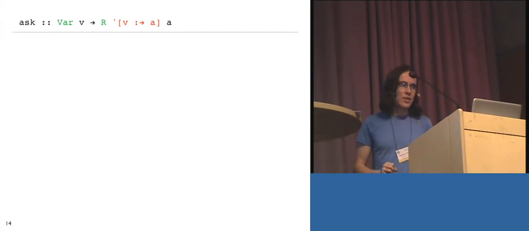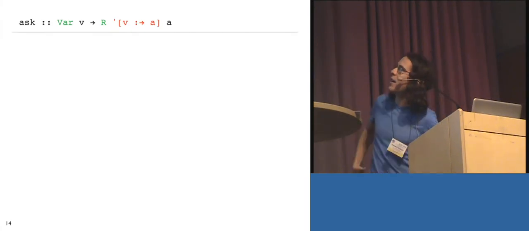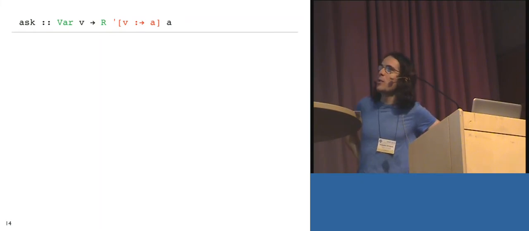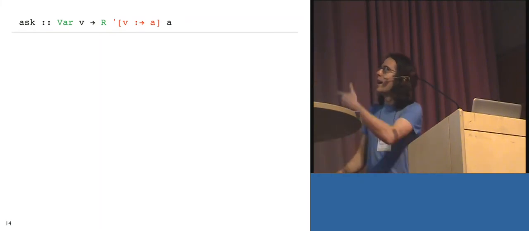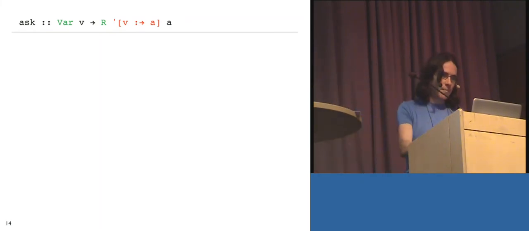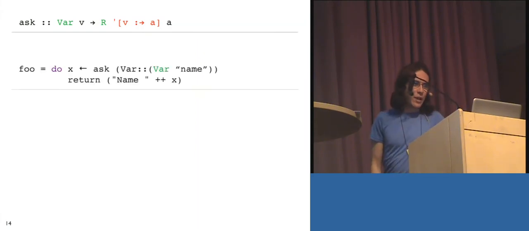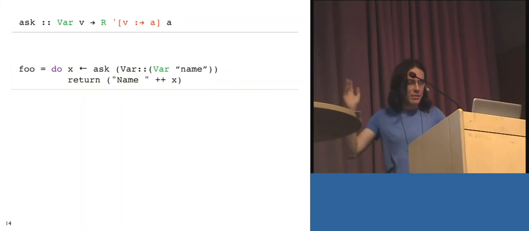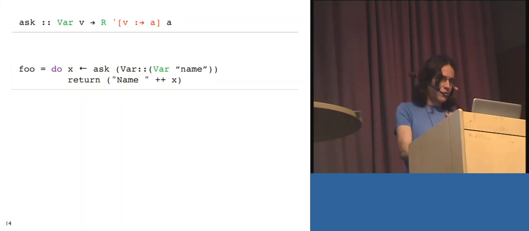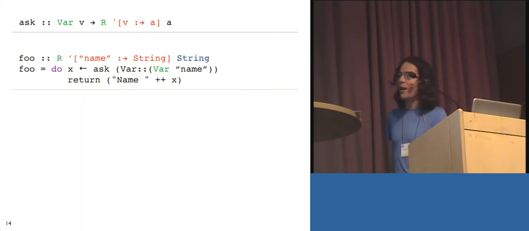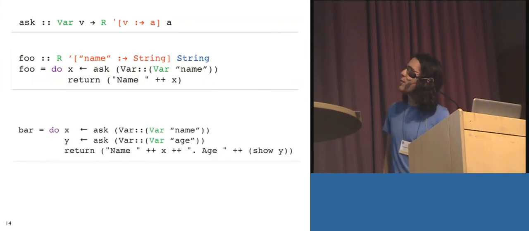So let's see some little programs. Here's the type of the ask function. We give it a variable, and this has the effect of recording the type of the variable there. So if we ask for the name, and then we return some string plus this, then we get our name effect. It's pretty straightforward.